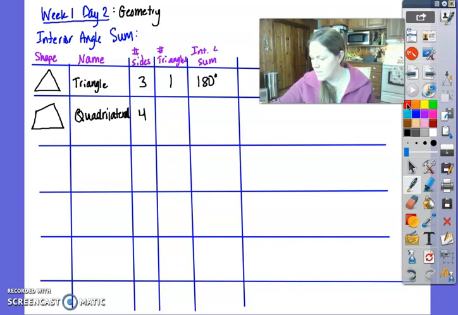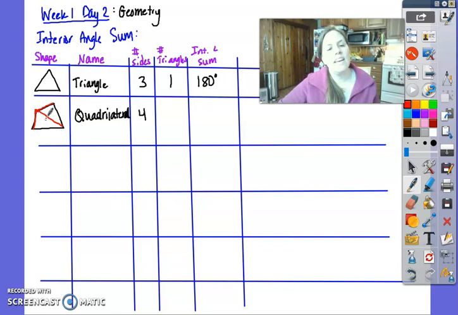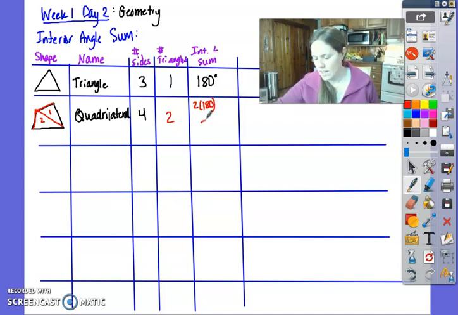Number of triangles. Now this gets a little bit fishy because you could draw a whole lot of triangles in there, but that's not the way that we tackle that. What we do is we choose one corner to start with. So I'm going to start right here. And then I want to connect to every other corner or every other vertex. And then when I've done that, I can see how many triangles there are. 1, 2 triangles. So 4 sides has 2 triangles. If one triangle has 180, how many do 2 have? 2 times 180, so 360 degrees in all 4-sided shapes.